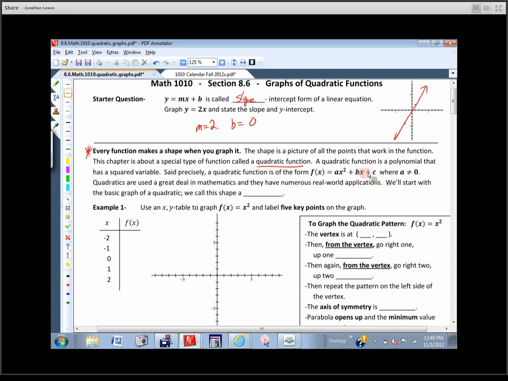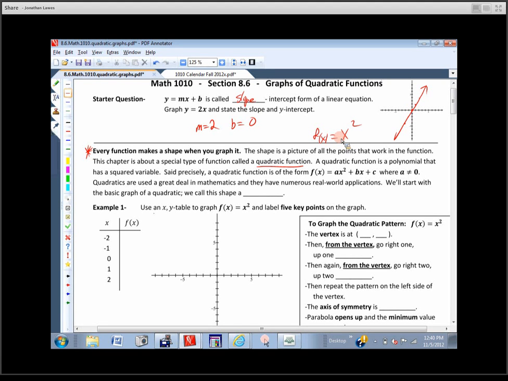Now, we don't need any other plain x's or any other plain numbers to make sure it's a quadratic. In other words, both b and c could be 0. We could have just this. X squared technically is a quadratic. It meets the criteria. So that right there is a quadratic function. Okay? So these are used all the time. They have lots of different applications.